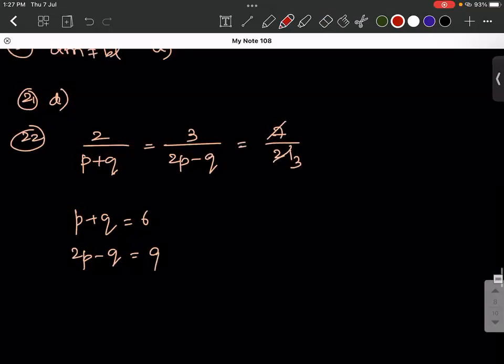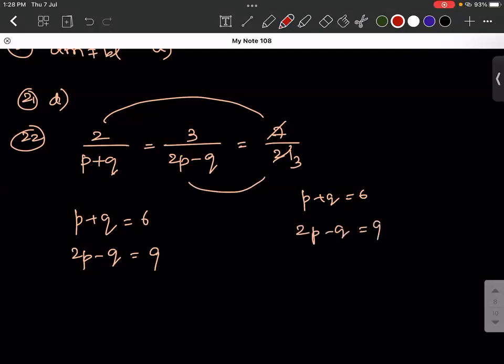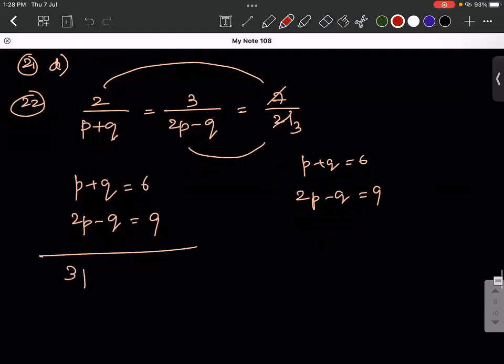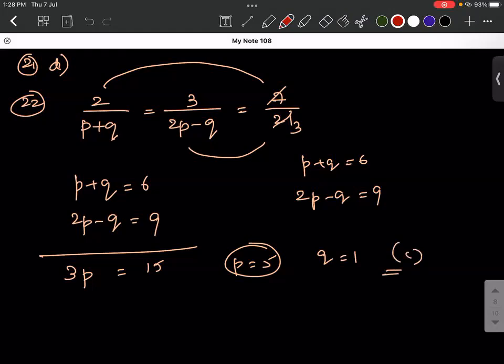Because if I equate the first and the last term, I cross multiply, I get P plus Q as 6. If I equate the second and the third, then I get 2P minus Q as 3 into 3, which is 9. Now, can you solve this? 3P will be equal to 15 and P will be equal to 5. If P is 5, what is Q? 1. What is the option? C.